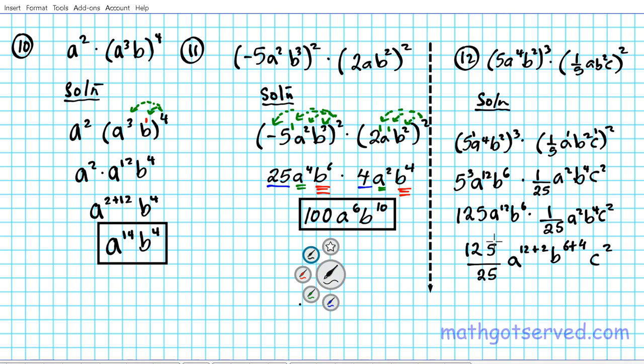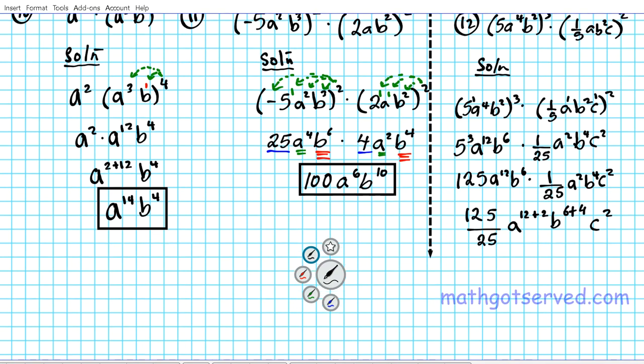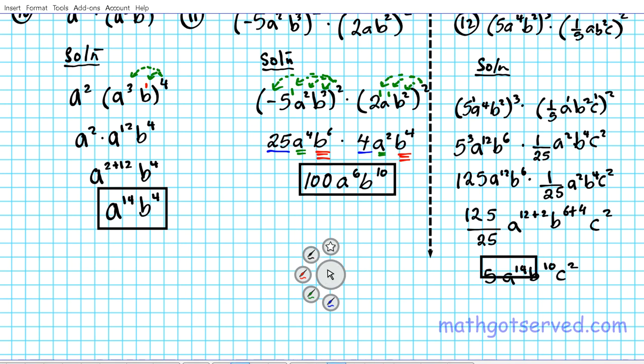All right, so let's go ahead and finish this off. If we simplify that, 125 divided by 25 is just 5. You can check that with your calculator, or this is 5 to the third over 5 squared, and when you subtract the powers, you have 5 to the 3 minus 2, which is just 1. So we get 5 a to the 14, b to the 10th power, c raised to the second power. And that's the answer to question number 12.